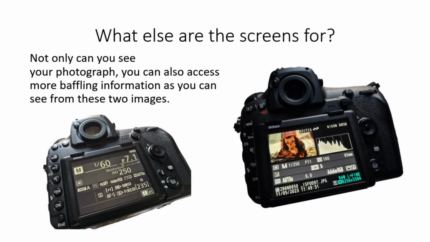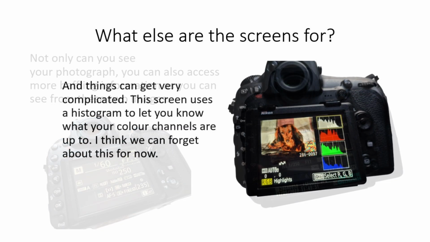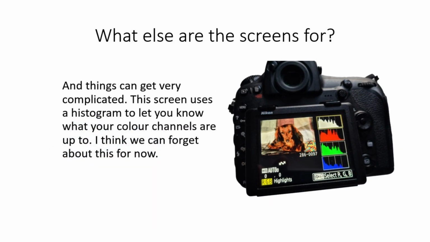What else are the screens for? Not only can you see your photograph, you can also access more baffling information, as you can see from these two images. And things can get very complicated. This screen uses a histogram to let you know what your color channels are up to. I think we can forget about this for now.